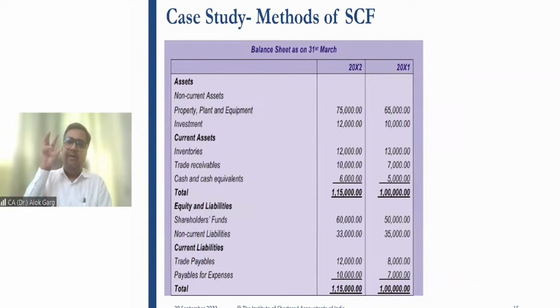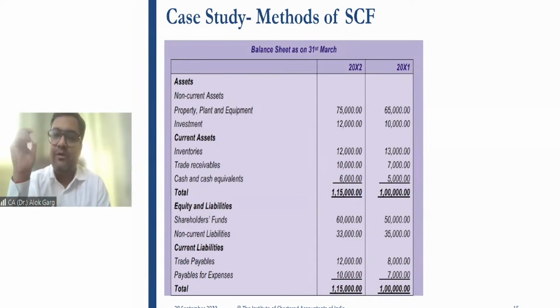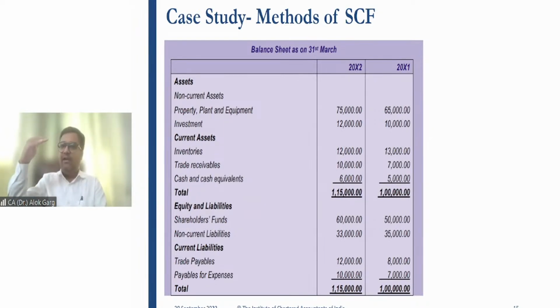So if I had an opening stock of 13,000, and I have sold goods worth 3,50,000, it means the cost was 3,50,000. So I had an opening inventory of 13,000. I have sold goods worth 3,50,000. So 350 plus 13, how much? 3,63,000.